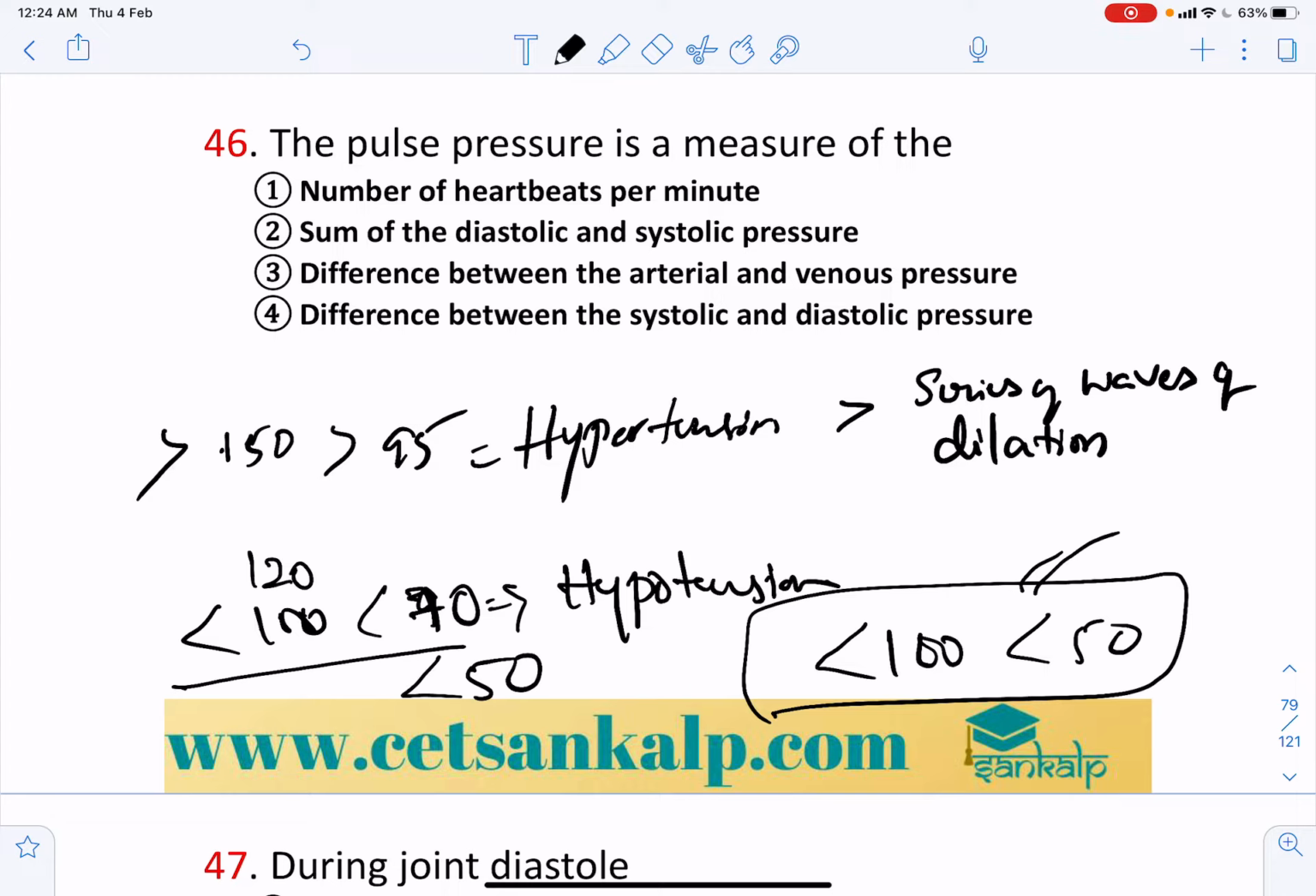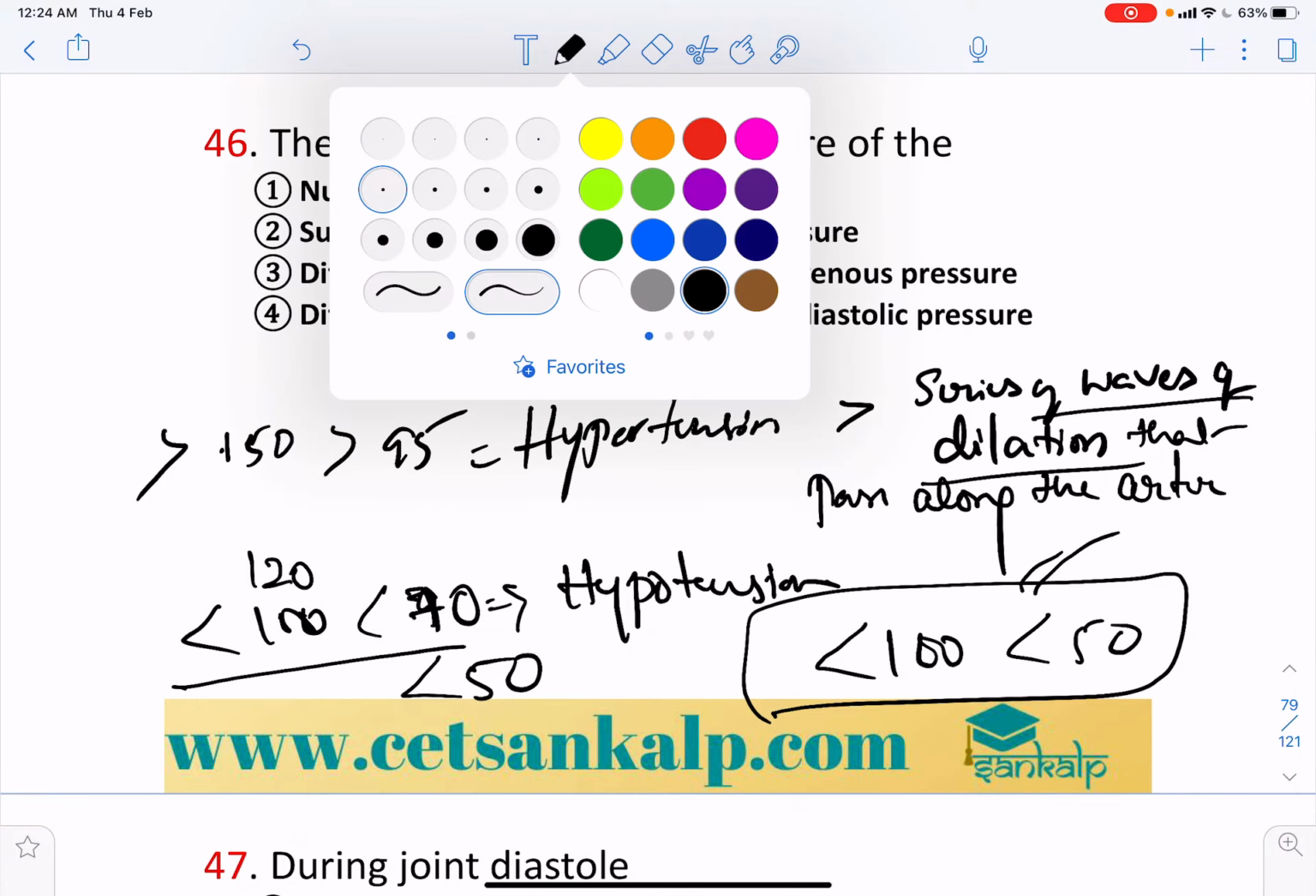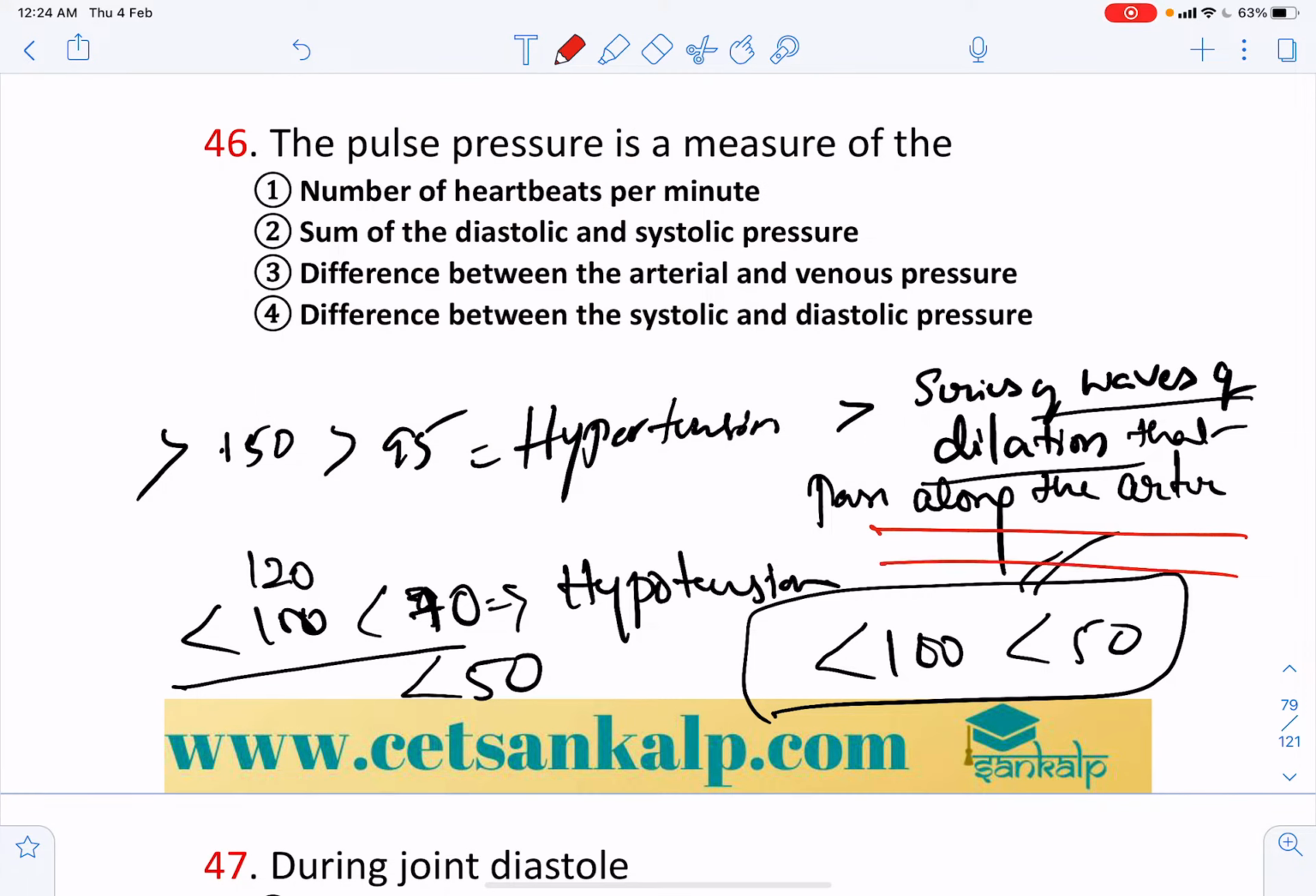So why we can say that it is a series of waves of dilation that pass along the arteries, right. So here, what happens is, if you consider this as an artery, as it will move in the series of waves, that is what the pulse pressure is.